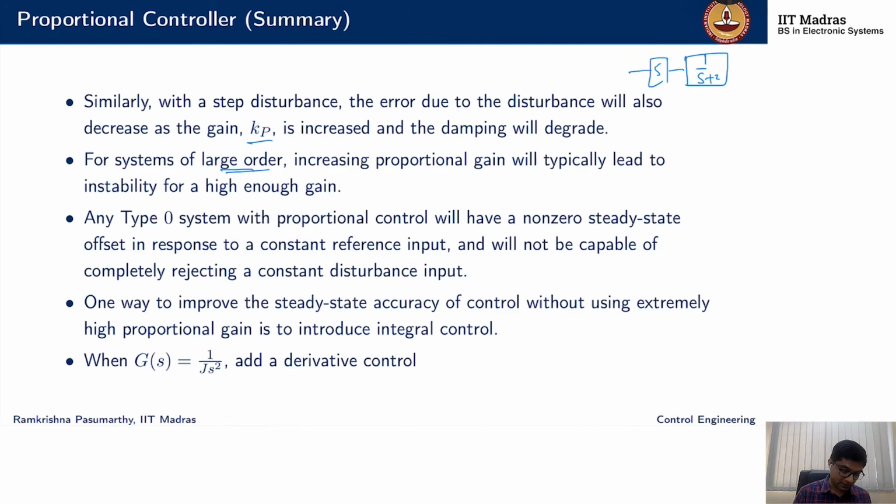For a type 0 system, the system with proportional control will have a non-zero steady state offset in response to a constant reference input. Also, it will not be able to completely reject a constant disturbance input. And we have been talking of this in the last 3 lectures or so. So one way to improve the steady state accuracy would be to go beyond proportional control.